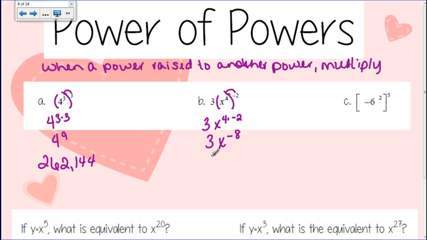And again, no negative exponents are allowed. This 3 does not have a negative exponent. It's got an exponent of 1 on it, even though it's invisible and I can't see it, so it gets to stay, but the x to the negative 8 has to move into the denominator, so it's positive.